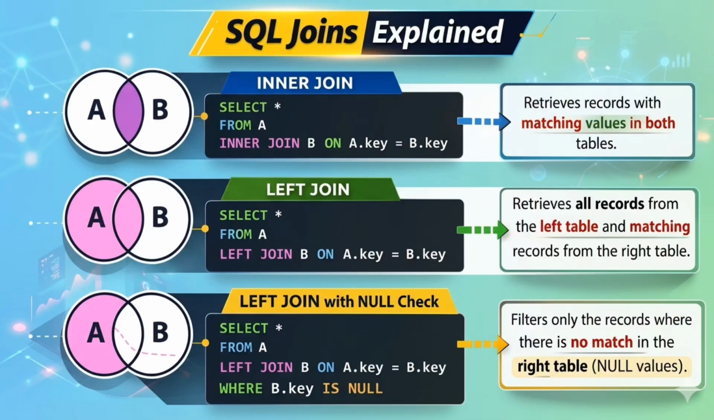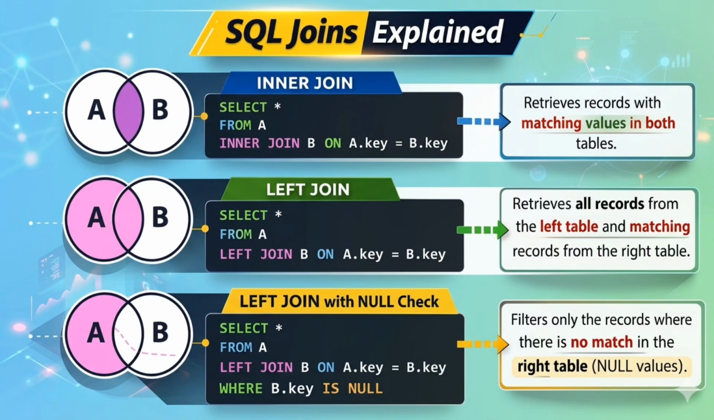We'll quickly understand some of the most commonly used SQL joins. Joins are used to combine data from two tables based on a related column, usually called a key. Let's go through each type step by step. First, we have the inner join. An inner join returns only the records that have matching values in both tables. So when table A and table B share the same key value, those rows are combined and returned.